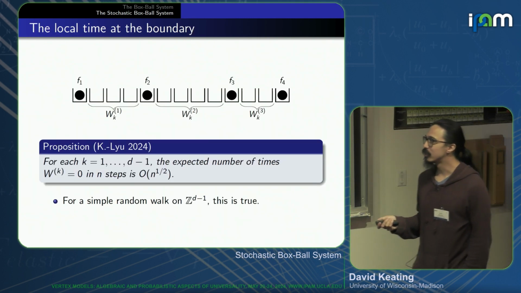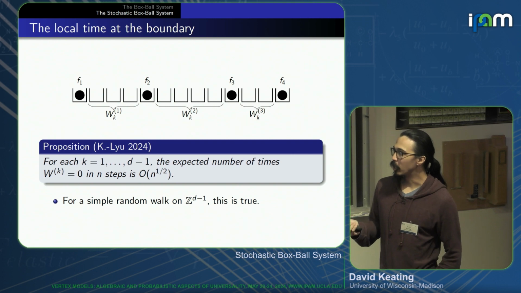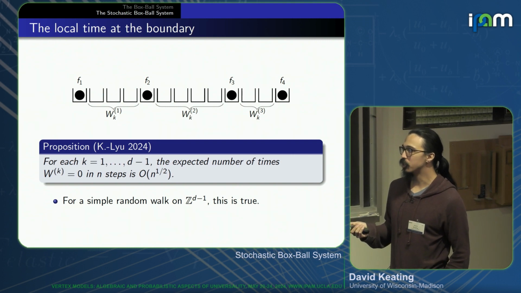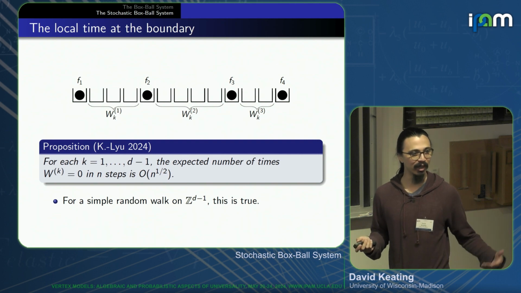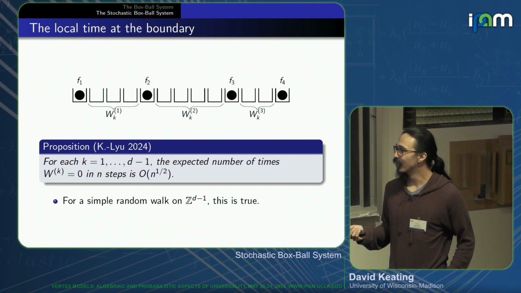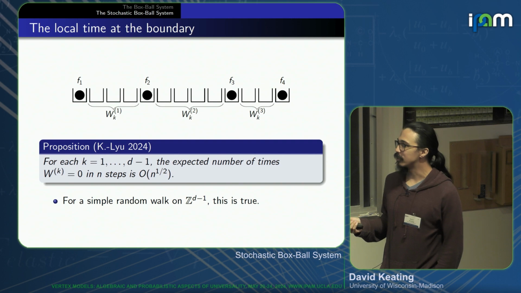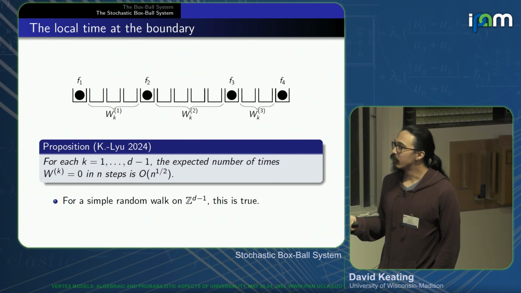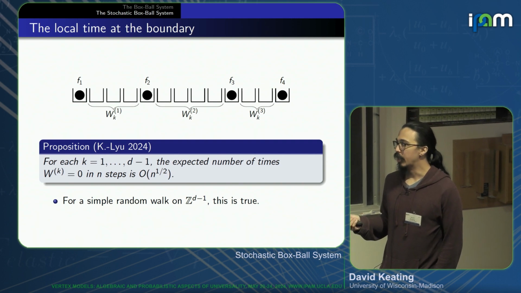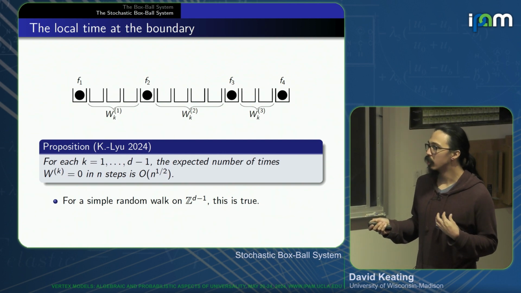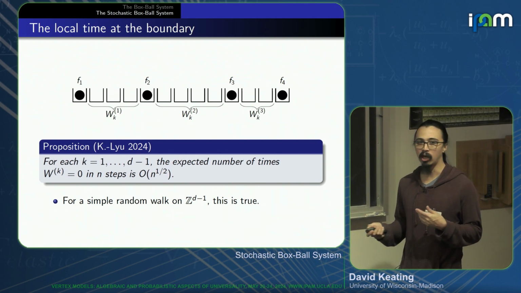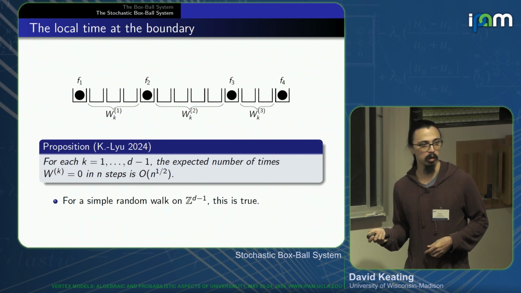But before that, I'd like to talk about a result about pair formation, which is important for the proof of the thing I'd like to show that we haven't finished. What we can show is that for any of the pairs of balls, the distance between them will reach 0 order n to the 1/2 times on average in n steps.